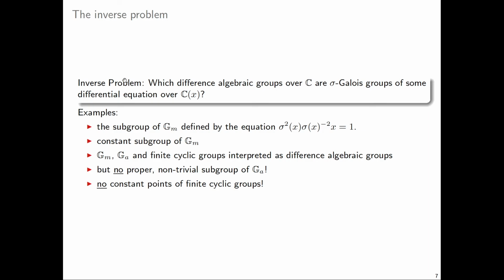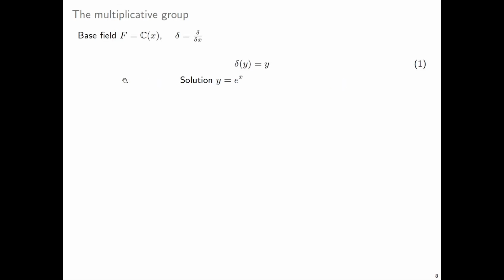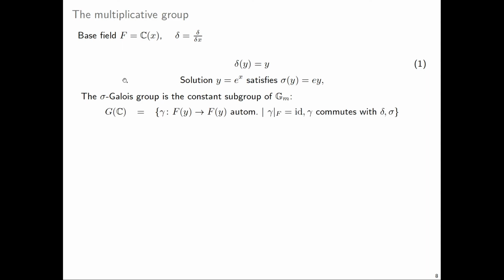So let's start with the multiplicative group. If you look at this equation, so we adjoin the exponential function. This satisfies this equation. So sigma of y is e to the x plus 1, which is e times y. And this then has sigma Galois group, the constant subgroup. So why is that? Because let's again just compute the C rational points. If you look at these automorphisms, they are given by the image of y, which has to be constant multiple. But in order to respect that relation, C has to be constant for this C rational points and also for every extension S. So we get the constant subgroup.